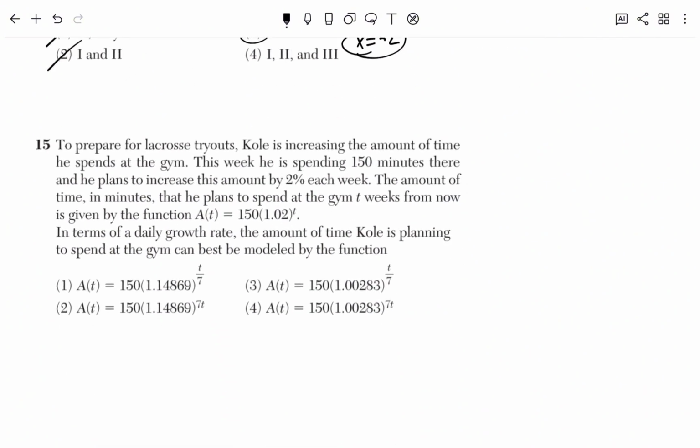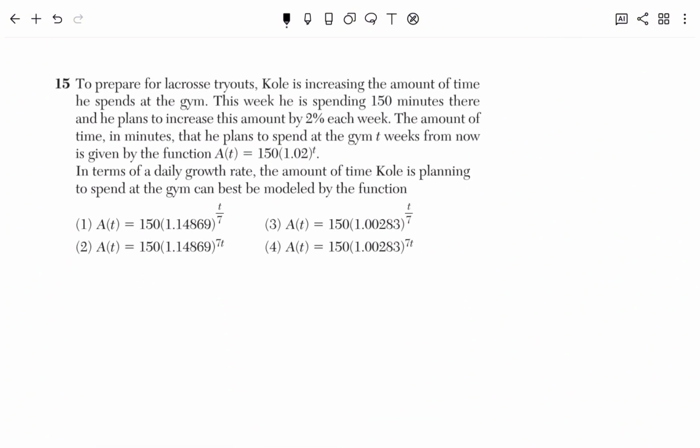Question 15. To prepare for lacrosse tryouts, Cole is increasing the amount of time he spends at the gym. This week, he is spending 150 minutes there, and he plans to increase the amount by 2% each week. The amount of time in minutes that he plans to spend at the gym t weeks from now is given by the function a of t equals 150 times 1.02 to the t power. In terms of a daily growth rate, the amount of time Cole is planning to spend at the gym can best be modeled by the function. And then we have answer choices.